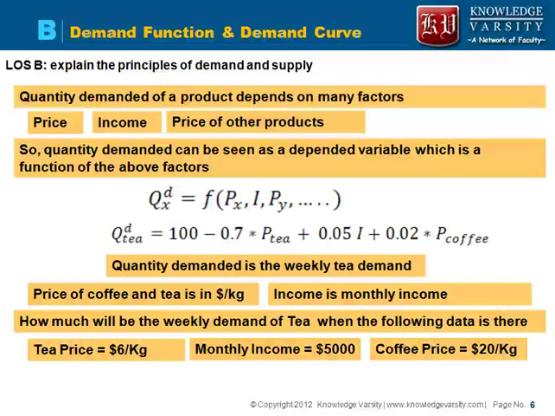So let us see the next LOS: explain the principles of demand and supply. Please note that the quantity that you are demanding of any product, let's say you want to consume a number of ice creams. How do you determine how many ice creams you will buy? You have to see the price of the ice cream.